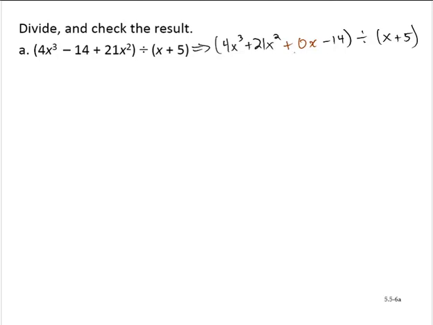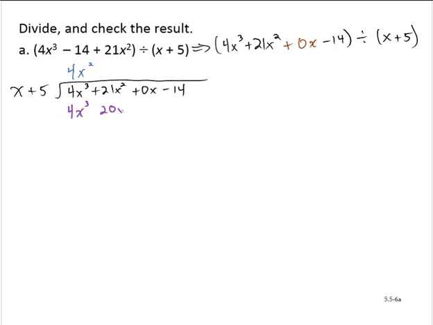Alright, so now, using that and long division, I would write x plus 5 divides into 4x cubed plus 21x squared plus 0x minus 14. And let's go through the process. x divides into 4x cubed, 4x squared times. Multiplying back is 4x cubed and 20x squared. Changing the signs. Combining like terms would give me a 0x cubed and a 1x squared. Drop down the plus 0x. Repeat the process.